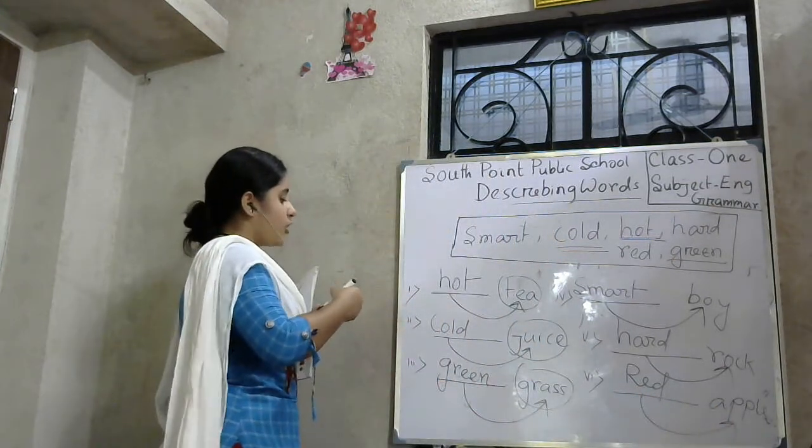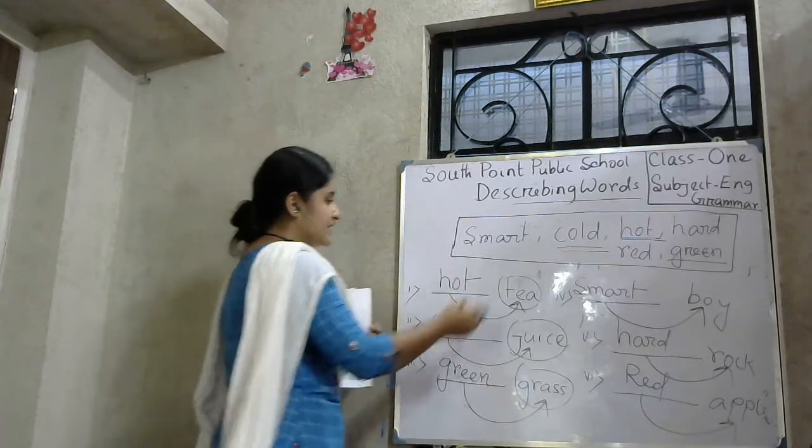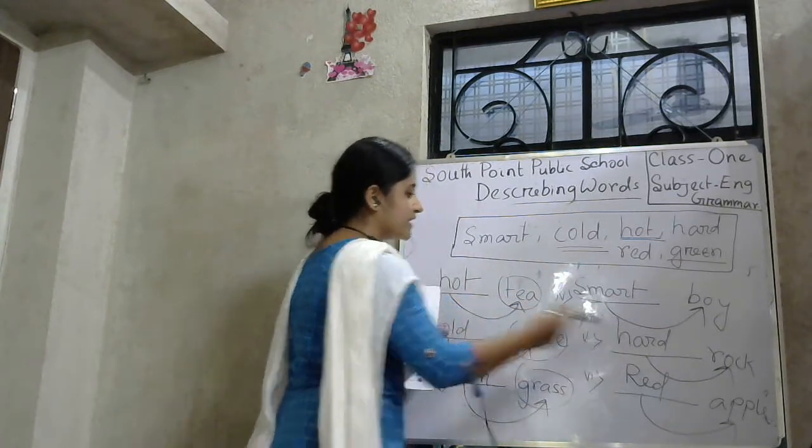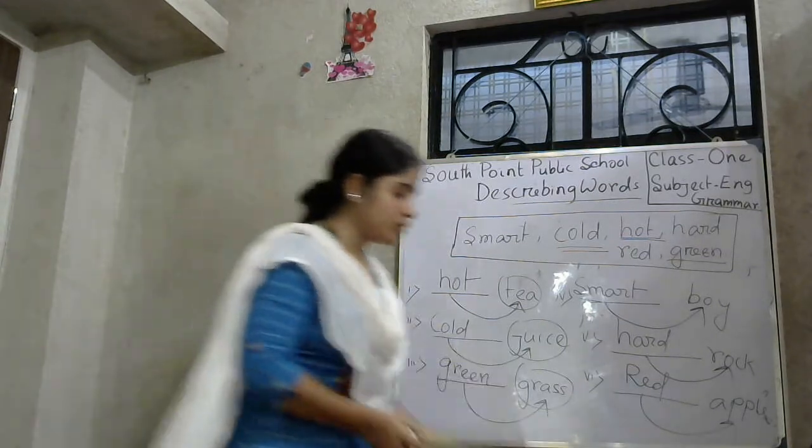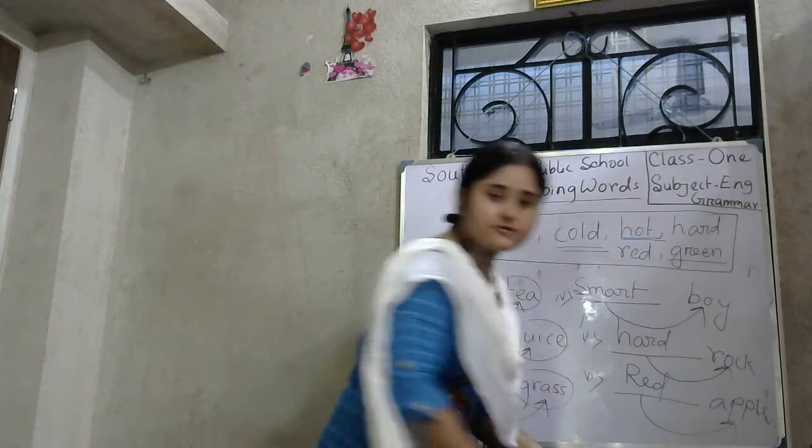So the words hot, cold, green, smart, hard, red, these are called describing words. I hope you all have understood describing words or adjectives.